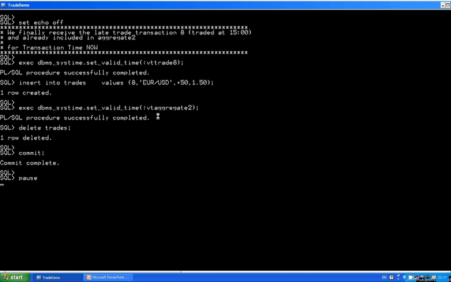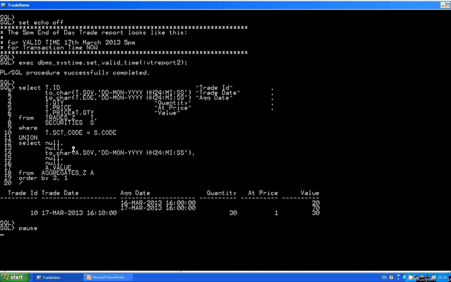And in this case, because it's a late trade, trade 8 should have indeed been included in the second aggregate, and therefore we have to run the delete trades command again at the time of the aggregate to clean up trade 8. So when we receive a late trade, we actually insert it, go to the valid time of any subsequent aggregate, and then delete it.